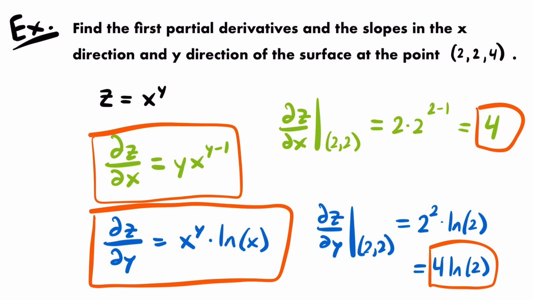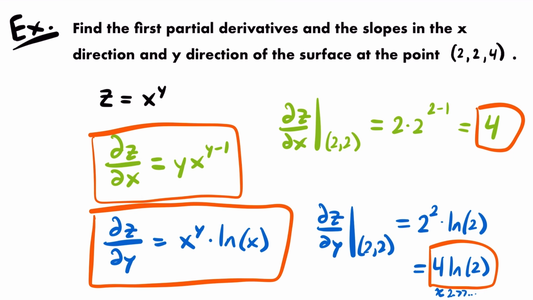All right, and as an approximate value, if you put this into your calculator, just to get an idea of what that value is, it's approximately 2.77 and some more decimals. All right, so the slope in the y direction is smaller than the slope in the x direction at that point on the surface.